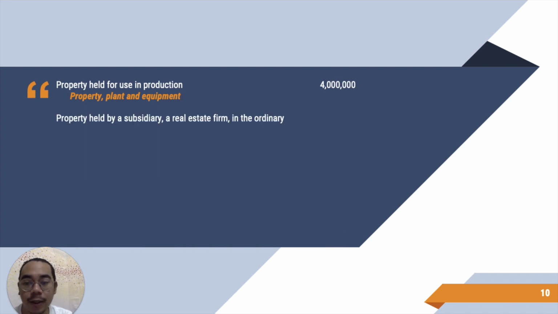Next, yung property held by a subsidiary which is a real estate firm in the ordinary course of business, 3 million. Dahil real estate firm siya, ordinary course of business niya ang mga property, yung pagsisell ng property, then it is considered to be as inventory in accordance with PAS 2.